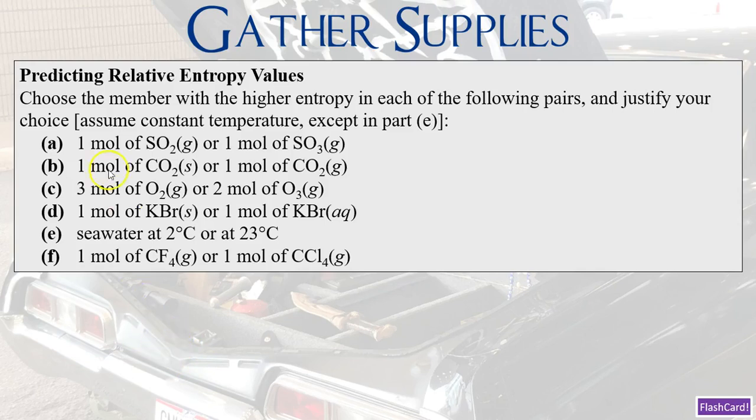This question says, predict the relative entropy values. Choose a member with a higher entropy in each of the following pairs, and justify your choice. Assume constant temperature except in part E. So this is going to be the only part where we don't assume constant temperature. Everywhere else, we can assume constant temperature.